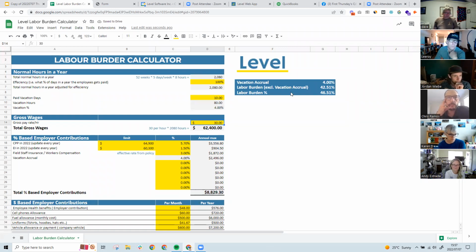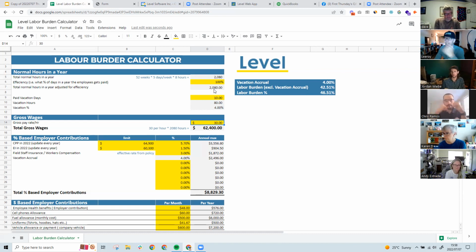Cool. So once we've defined how many workable hours, this is the conservative approach. If you're ever unsure of the best way to do this, the conservative approach is to assume they're going to work through the whole year, but you can make some adjustments to that. Once you've defined the normal hours in a year that you expect them to be paid on, the next step is to calculate their total gross wages. So you would put their labor rate in here. Okay, I'm paying an employee $30, and I expect to pay them $30 over 2,080 hours in a year.